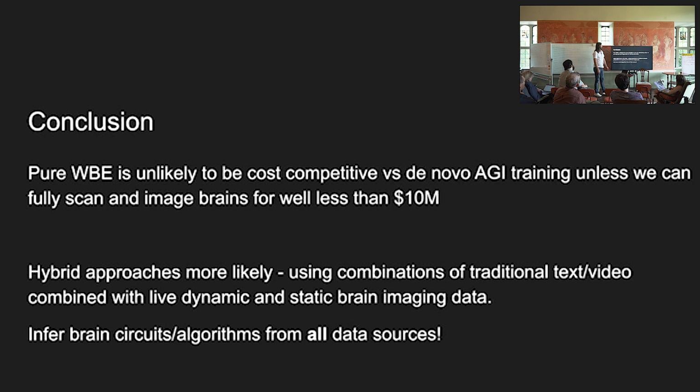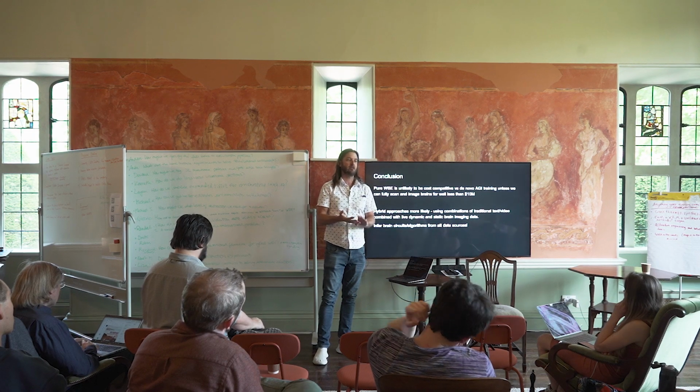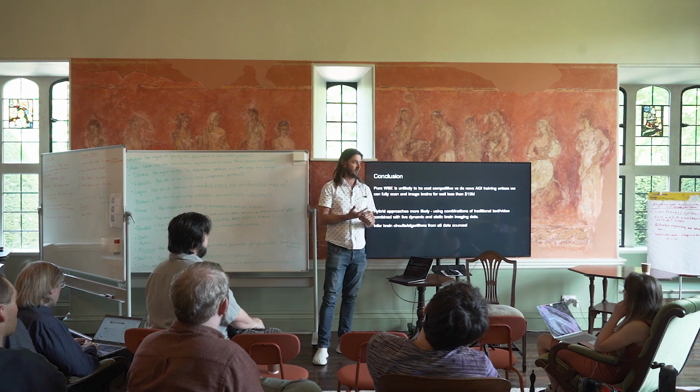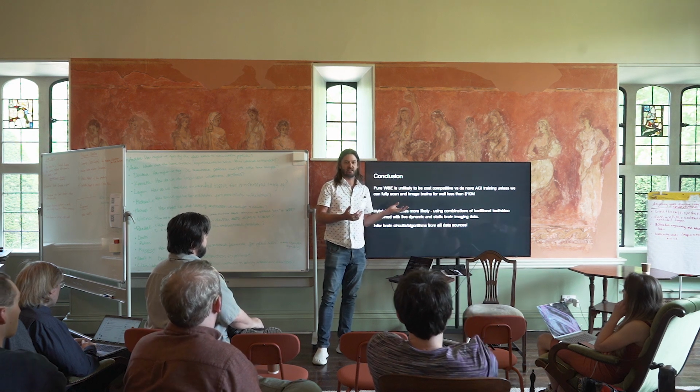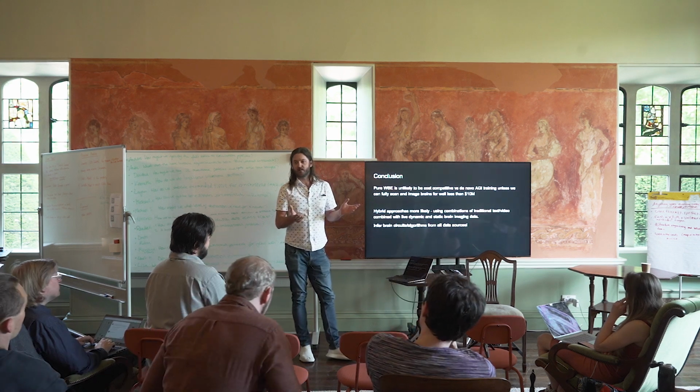So, pure WBE, whole brain emulation, is unlikely to be cost competitive unless we can fully scan and image brains for less than $10 million, or less than AGI training cost. Moore's law doesn't really help, because Moore's law decreases the cost of AGI training and imaging, but it does not decrease the cost of scanning. So I'm assuming here the scanning doesn't cost anything, but in reality, Moore's law just makes this worse, right?